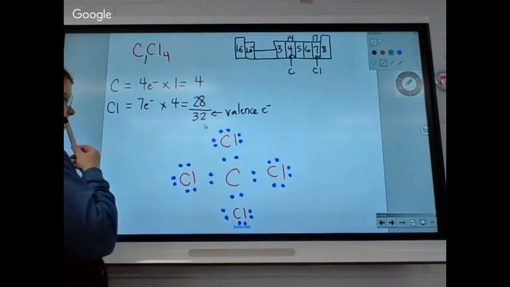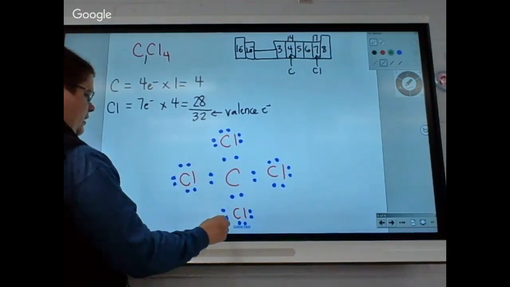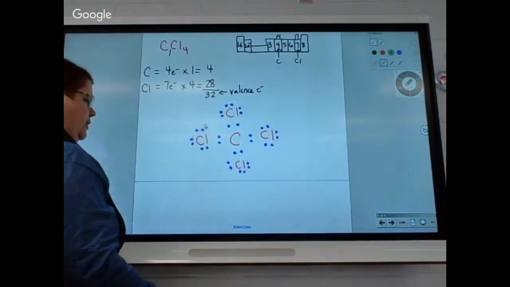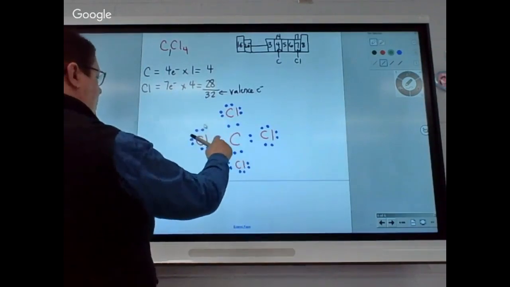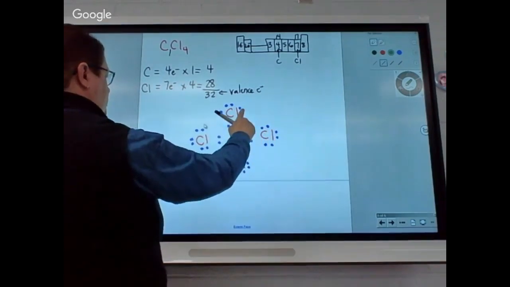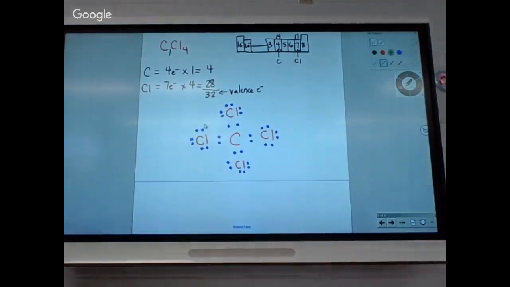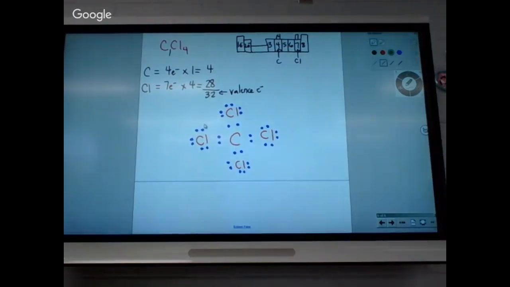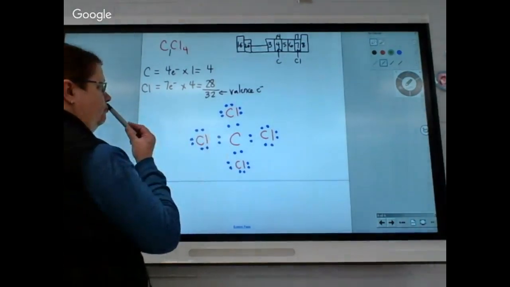Let me go back and recount to make sure I have 32. 2, 4, 6, 8, 10, 12, 14, 16, 18, 20, 22, 24, 26, 28, 30, 32. So I have 32 dots, right? Yes, I drew in all 32. Everybody has 8. Now, what's happening here between the Cl and the C?